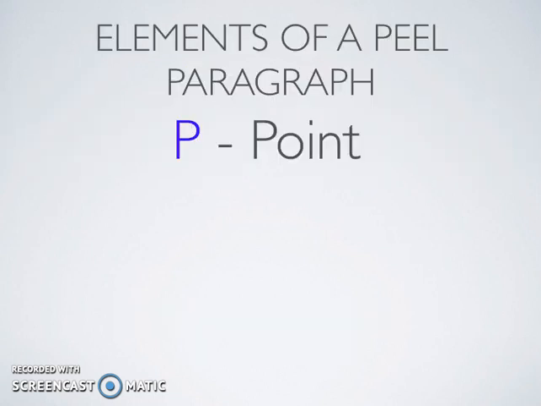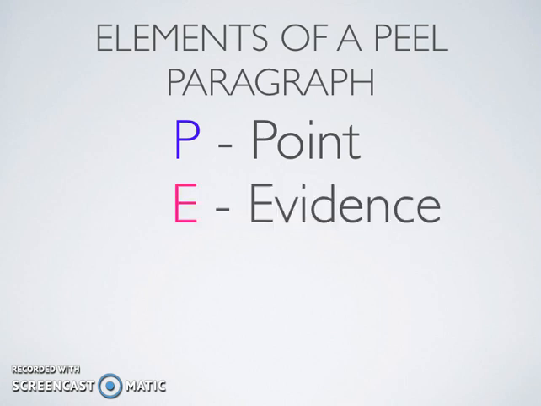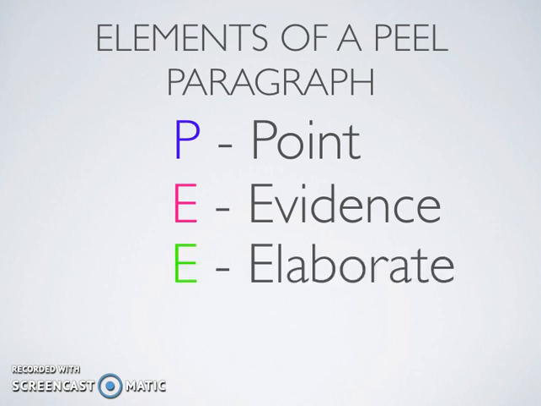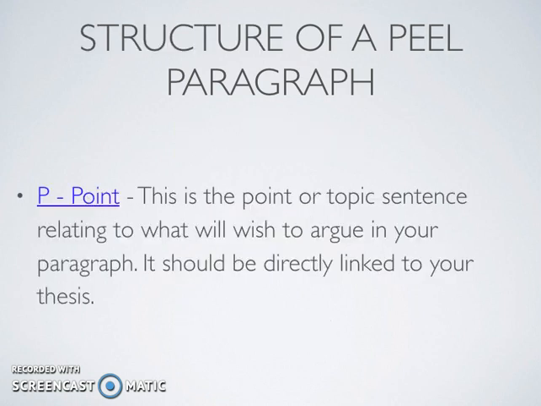So looking at the elements of the PEEL paragraph, the P stands for point, the E stands for evidence, the other E stands for elaborate, and finally the L is for link. Looking at each of these elements in a little bit more detail, the P relates to your topic sentence or the point that you wish to make for the paragraph that you're constructing. So this will relate directly to the argument you are creating for that particular paragraph, and it should link to your overall thesis.